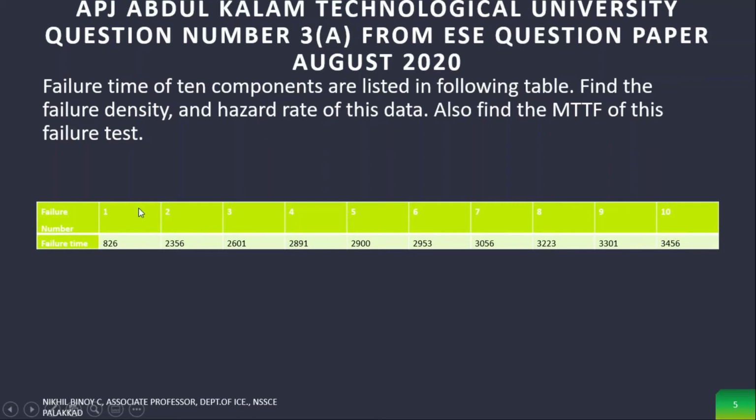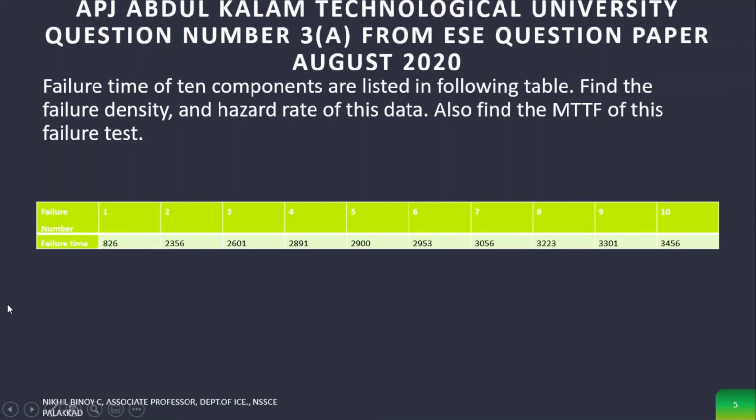We have 10 components. The first component failed at 826 hours, the second component at 2356, the third component at 2601, the fourth component at 2891, the fifth component at 2900, the sixth component at 2953, the seventh component at 3056, the eighth component at 3223, the ninth component at 3301, and the last, the 10th component, failed at 3456.